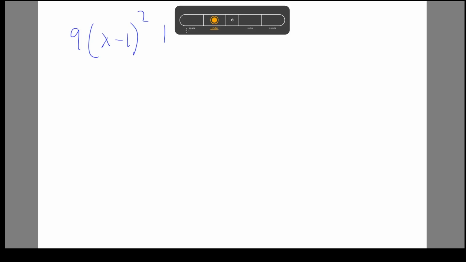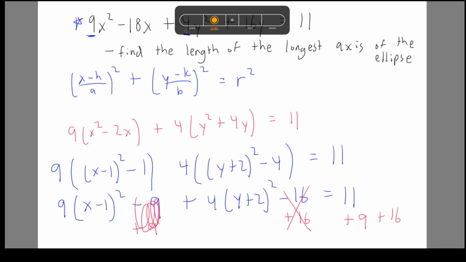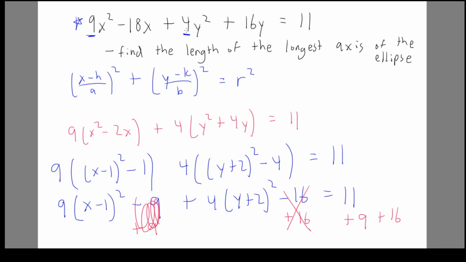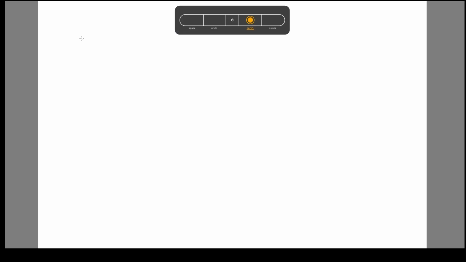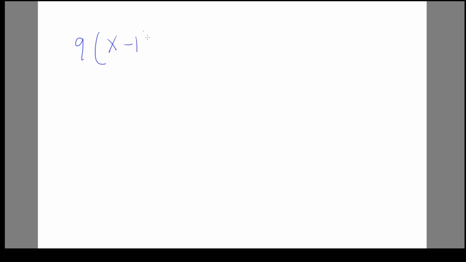So we have 9 times (x minus 1) squared plus 4 times (y plus 2) squared, and all of that was equal to 36. Once again, I'm sorry that I have to erase everything. I just don't have any more room.